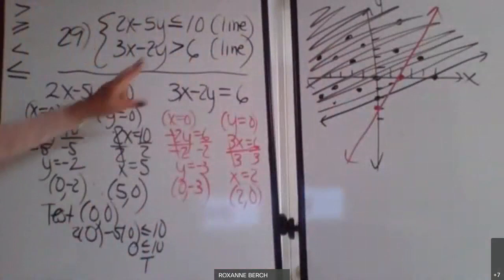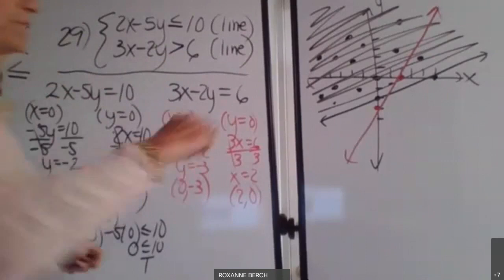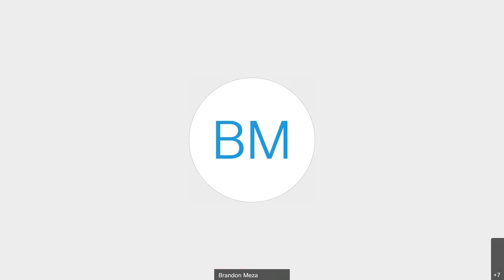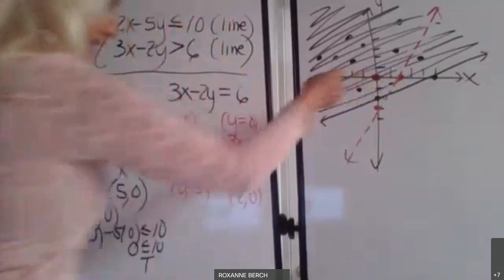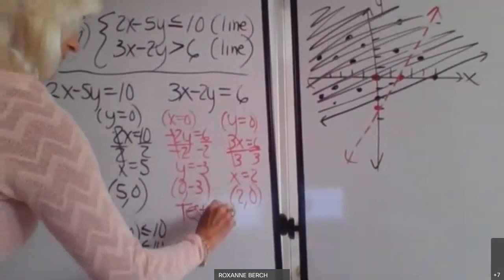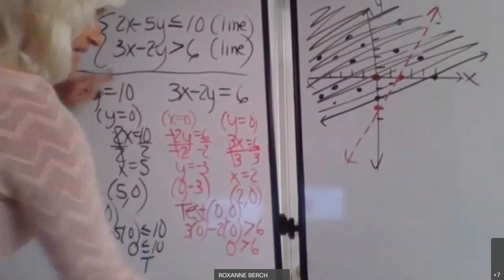Okay, now, is the boundary dotted or solid? Dotted. Right. So that means the solutions are not on the line. Okay, so now we're going to test a point, and I'm going to test 0, 0 again. So I'm going to make a little mark. And I'm substituting in this one: 3 times 0 minus 2 times 0. Is that greater than 6? Is 0 greater than 6? No, that's false.